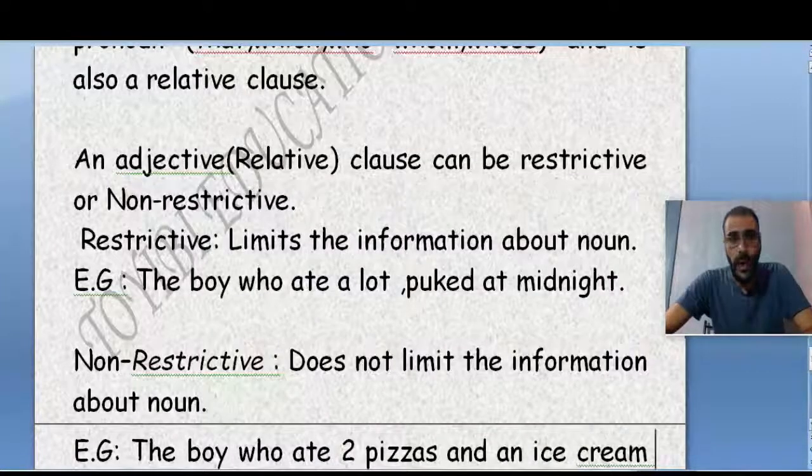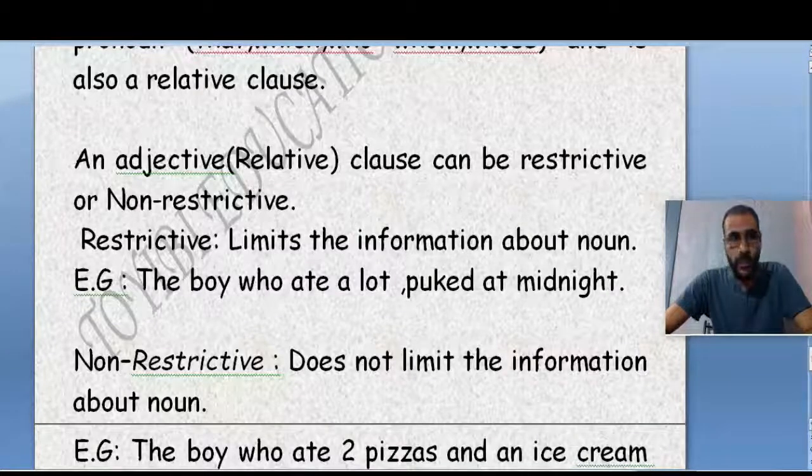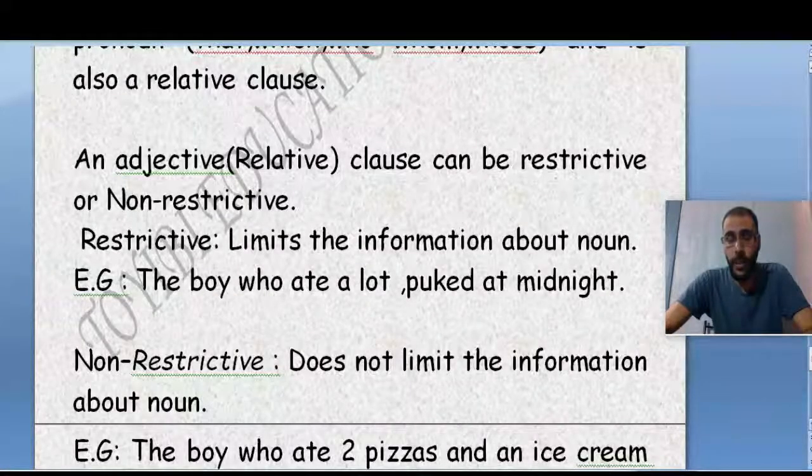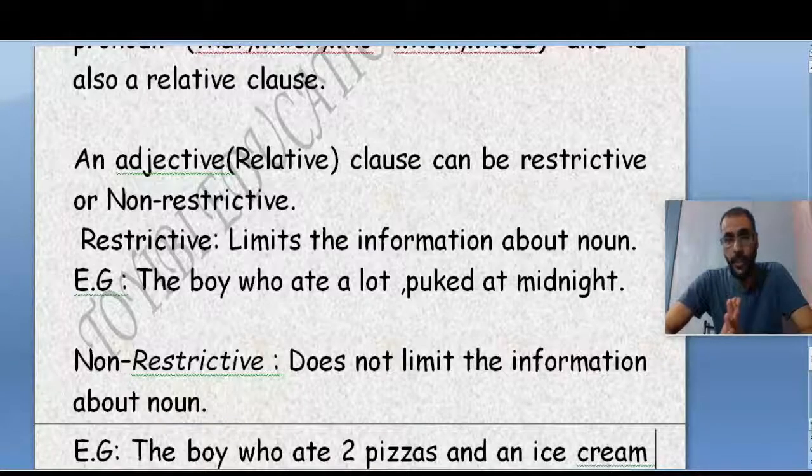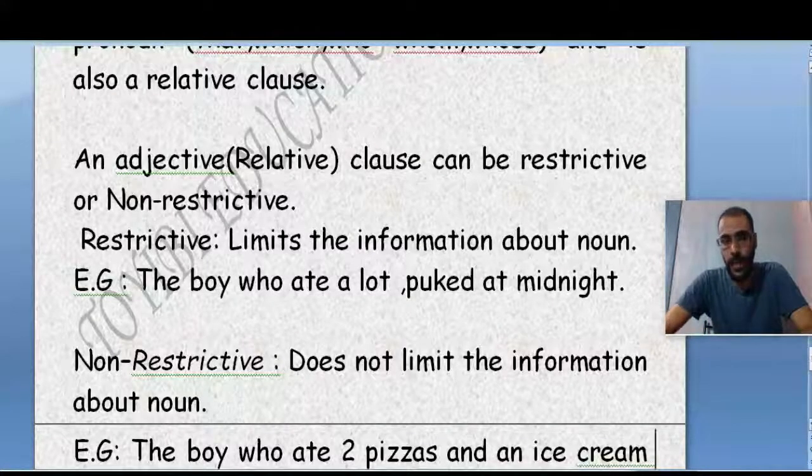For example, the boy who ate a lot puked at midnight. If you look at this example, the boy ate a lot. ये हमें exact quantity नहीं बताता है उसने कितना खाया. It just says he ate a lot and after that he puked at midnight.